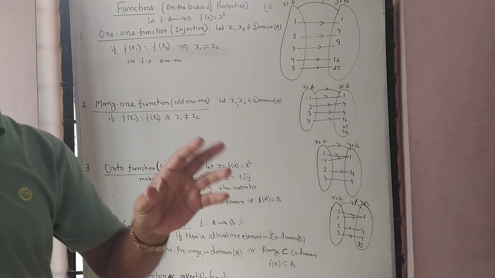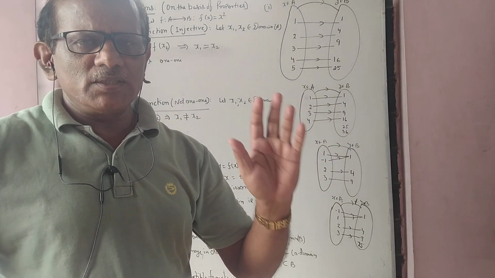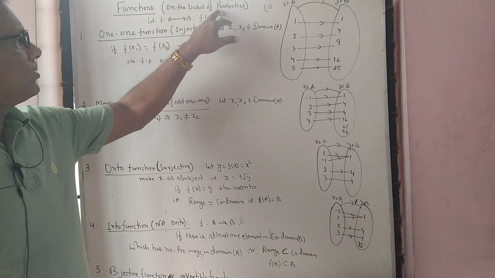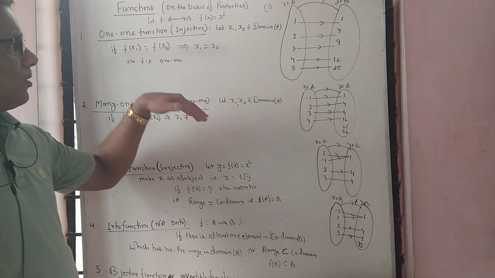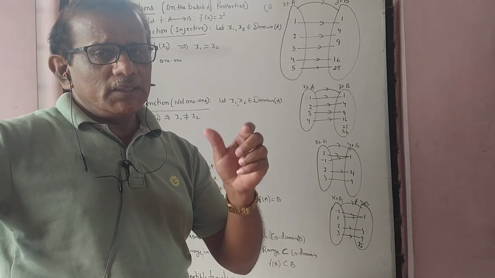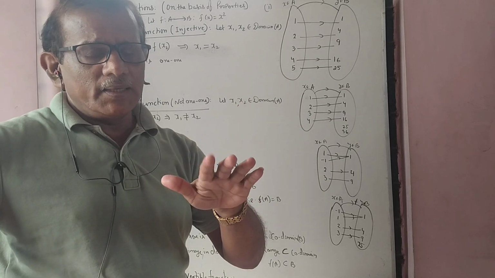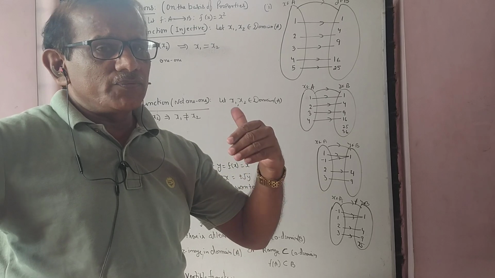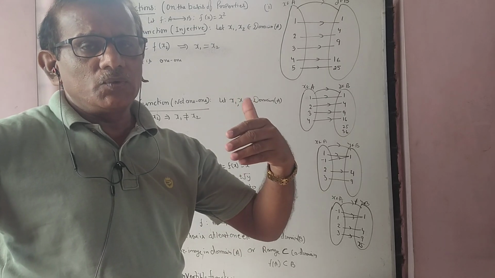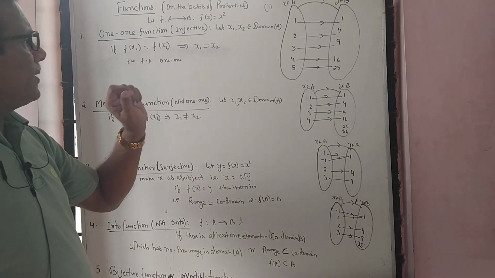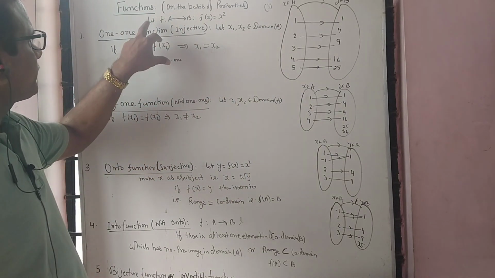Today I will explain function on the basis of properties. So I have written here function on the basis of property. On the basis of property I mean the relation between domain, range and codomain, and how many elements of domain are related to which elements of codomain. This is said to be property.